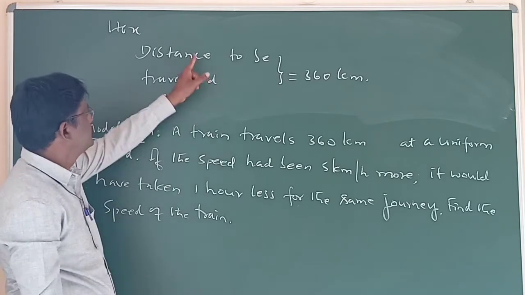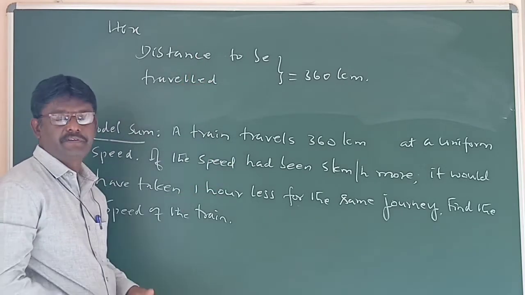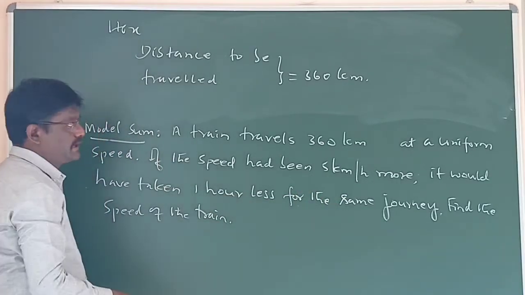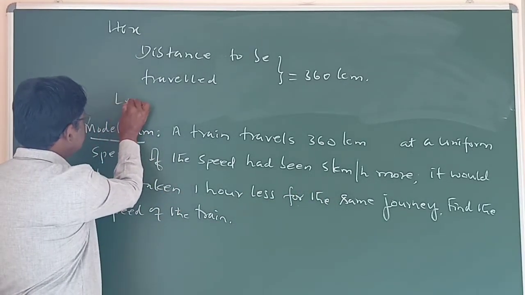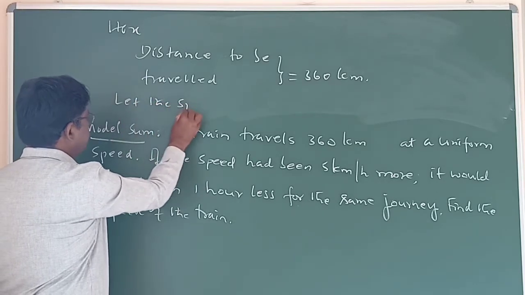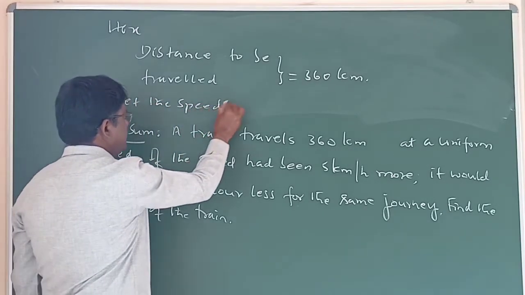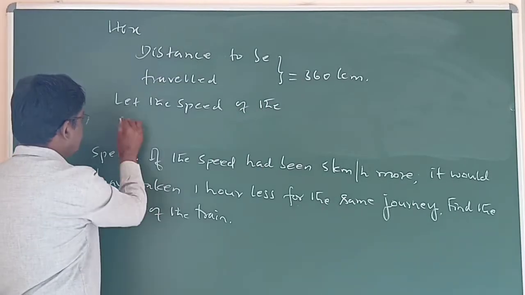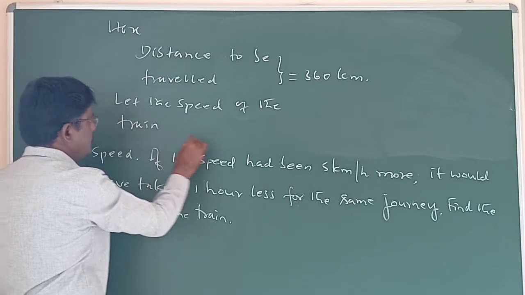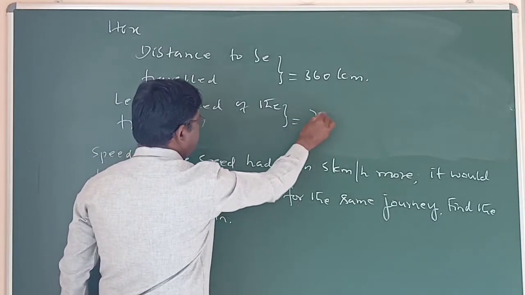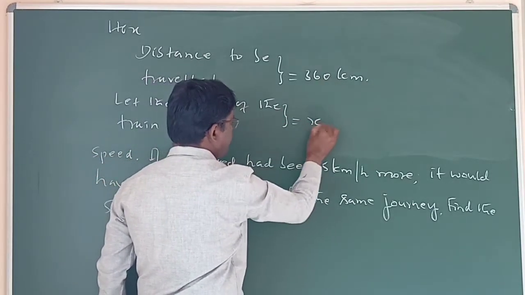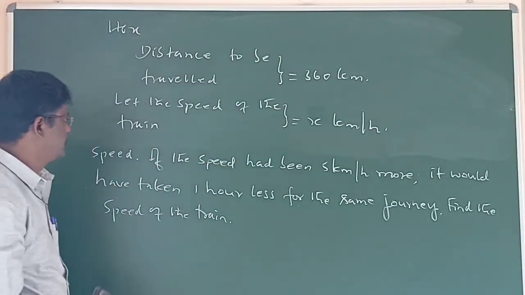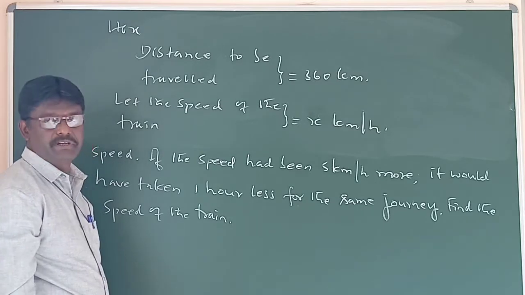Now here the distance to be travelled is 360 km. We have to find out the speed of the train. Let the speed of the train be equal to x kilometer per hour. Then what will be the time taken?